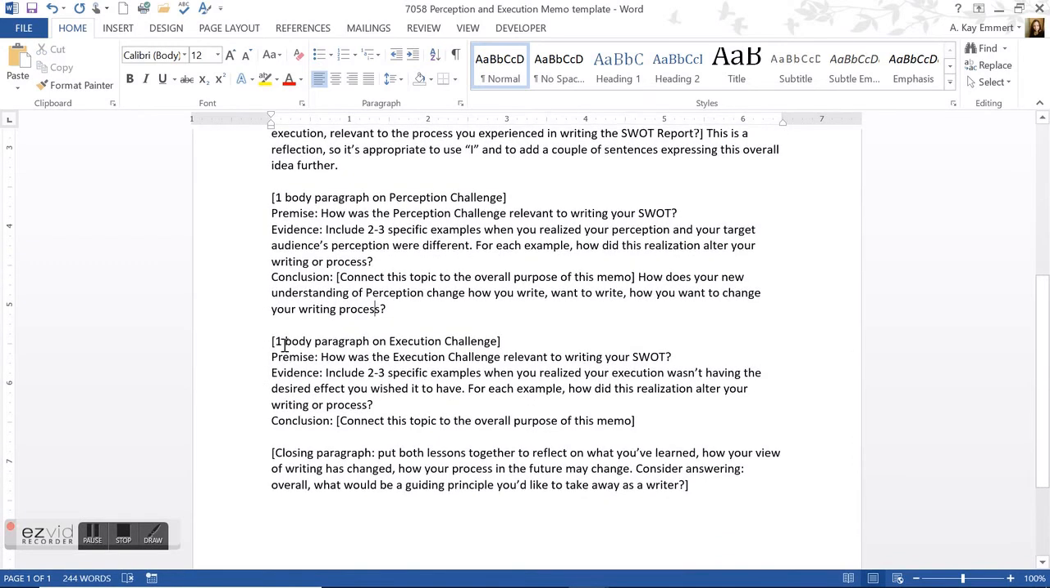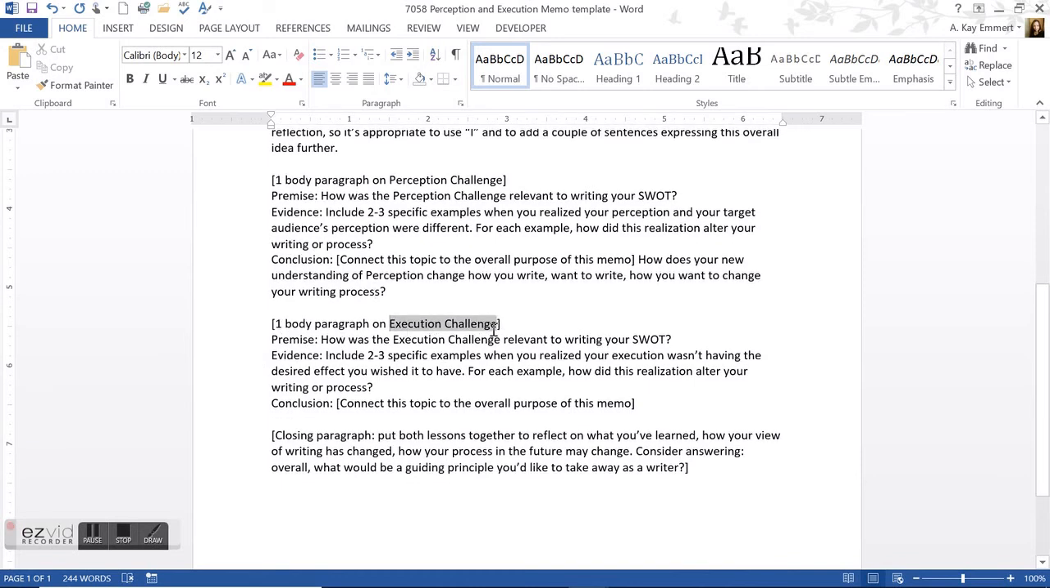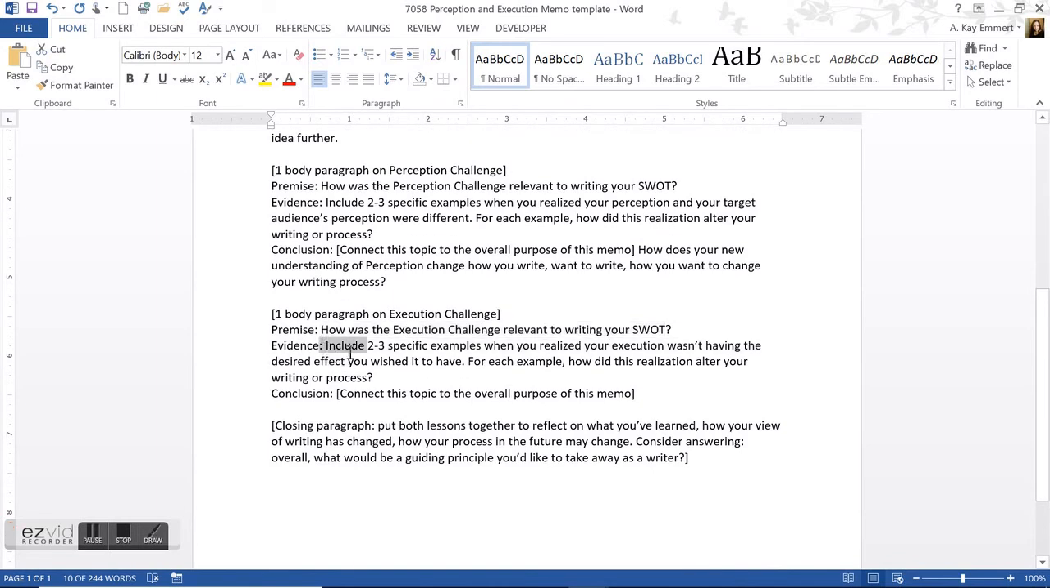same thing, but for execution challenge. Okay. So how is the execution challenge relevant to writing your SWOT? Answer the question. Support your premise with 2 to 3 examples of when you realized your execution wasn't having the desired effect you wished it to have. The likely places that this happened was during peer review and revision. So I want you to cite a couple of examples of when your intention wasn't being accomplished. So then, how did you change your writing as a result of realizing your execution wasn't working?